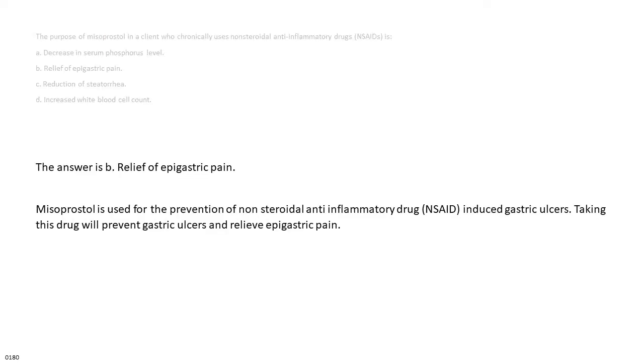The answer is B. Relief of epigastric pain. Misoprostol is used for the prevention of non-steroidal anti-inflammatory drug, NSAID, induced gastric ulcers. Taking this drug will prevent gastric ulcers and relieve epigastric pain.